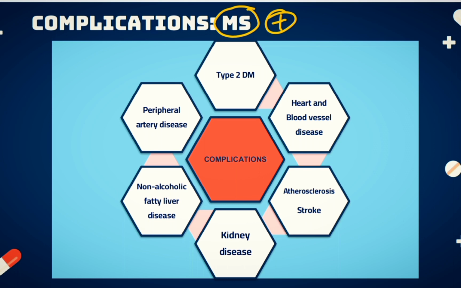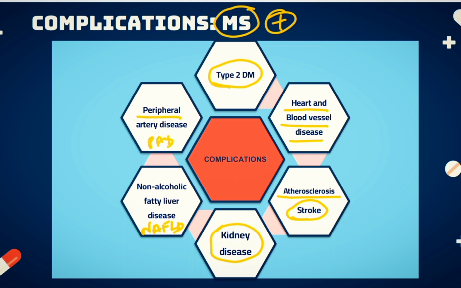So let's see what are the complications which a metabolic syndrome positive person can develop. The person can develop type 2 diabetes mellitus. There is a higher chance to develop heart and blood diseases. The person can have atherosclerosis and there is a higher chance to develop stroke. The person can develop kidney disease also. As we have already studied, non-alcoholic fatty liver disease occurrence chances are higher, and the person can also develop peripheral artery disease.